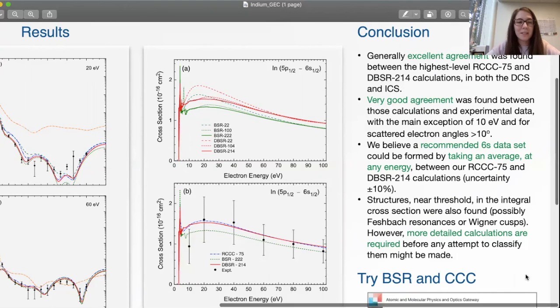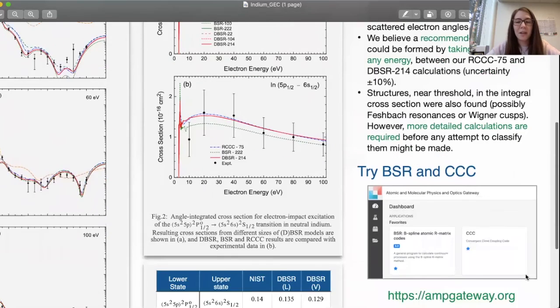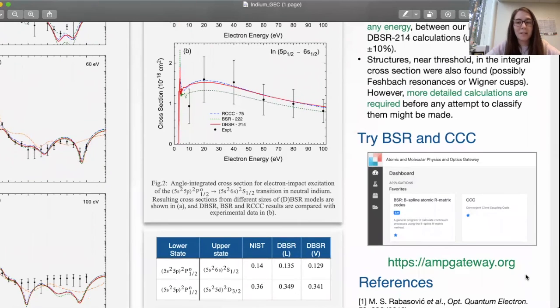If you're interested in the results shown on this poster and the BSR and CCC methods, you can try these for yourselves on the AMP gateway at the link shown below. Example inputs are provided on the website, and you can run the codes interactively through your web browser.